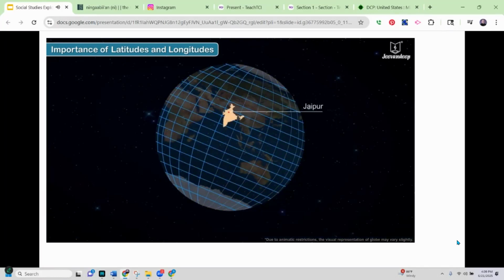For example, locating Jaipur on the globe is not difficult at all. All we have to do is to find out the latitude closest to Jaipur, which is 26.92 degrees north, and the longitude closest to it, which is 75.82 degrees east.